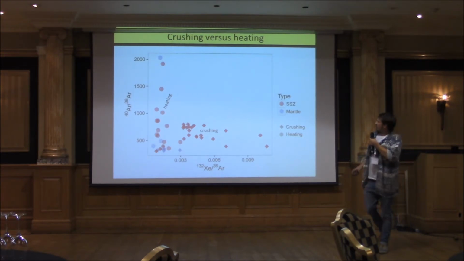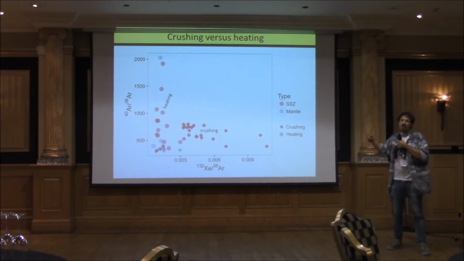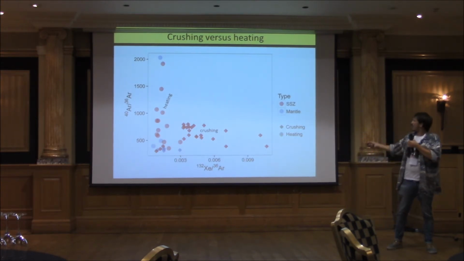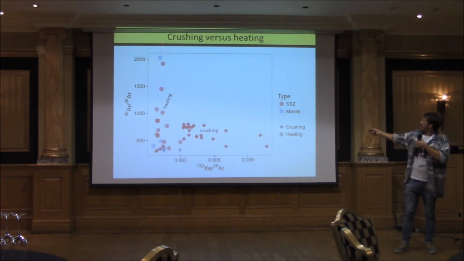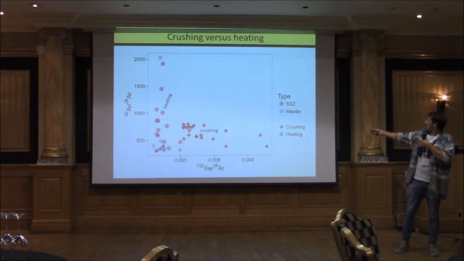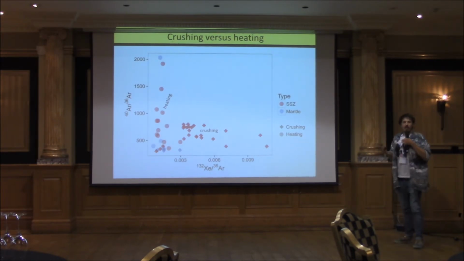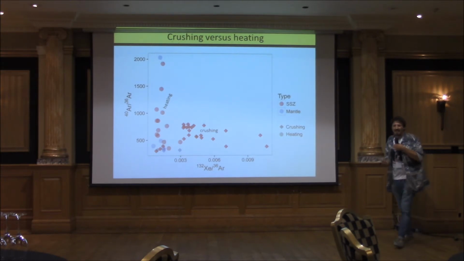Lastly, we also see a difference when we've heated these. This is the same plot. Well, we've got xenon, but xenon and krypton are very similar in their behavior. So this is the same plot, but now we have heating data as well. This is the data I showed you on the previous few graphs. And the heating data are markedly different. Once again, I don't really have an explanation for this.